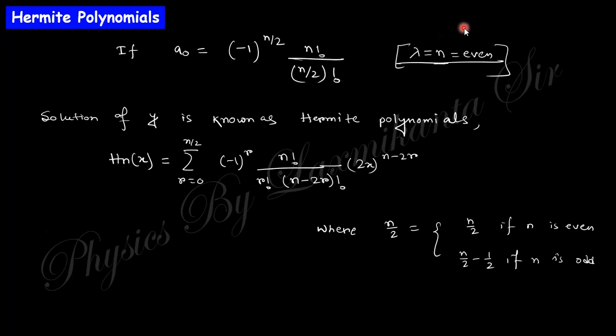Next, go to the Hermite polynomial. For finding the Hermite polynomial, you need to put the coefficient value a0, which is like that.